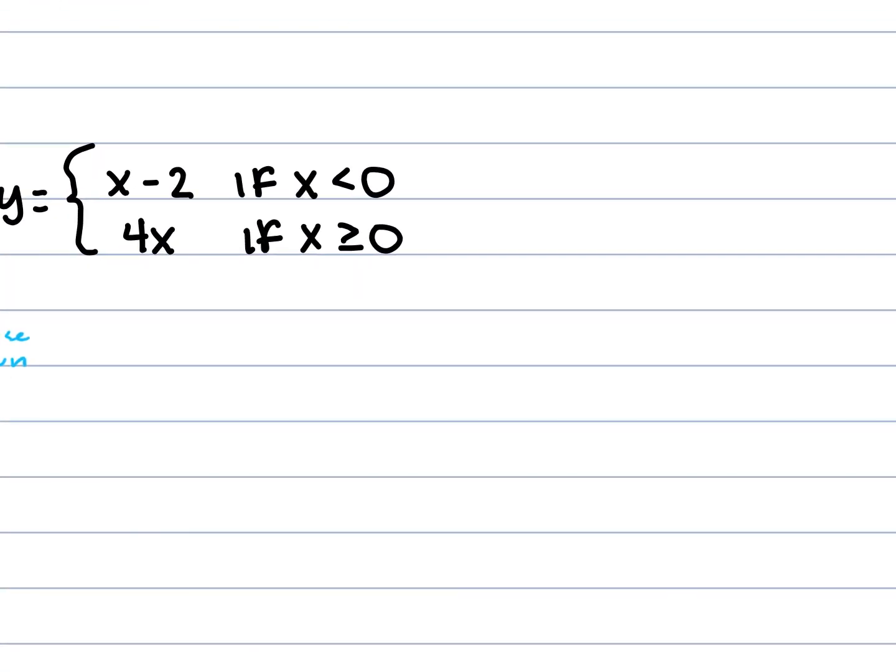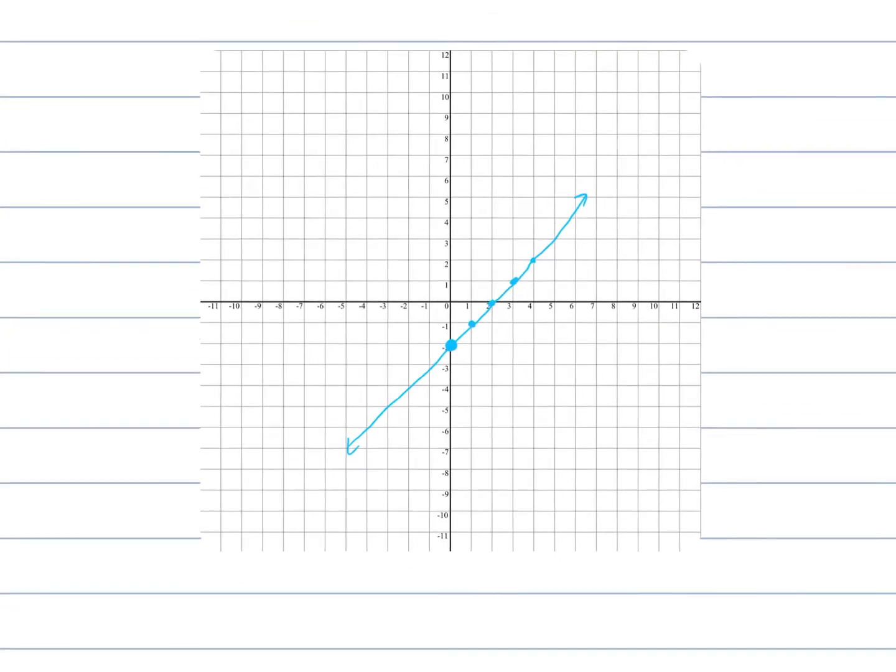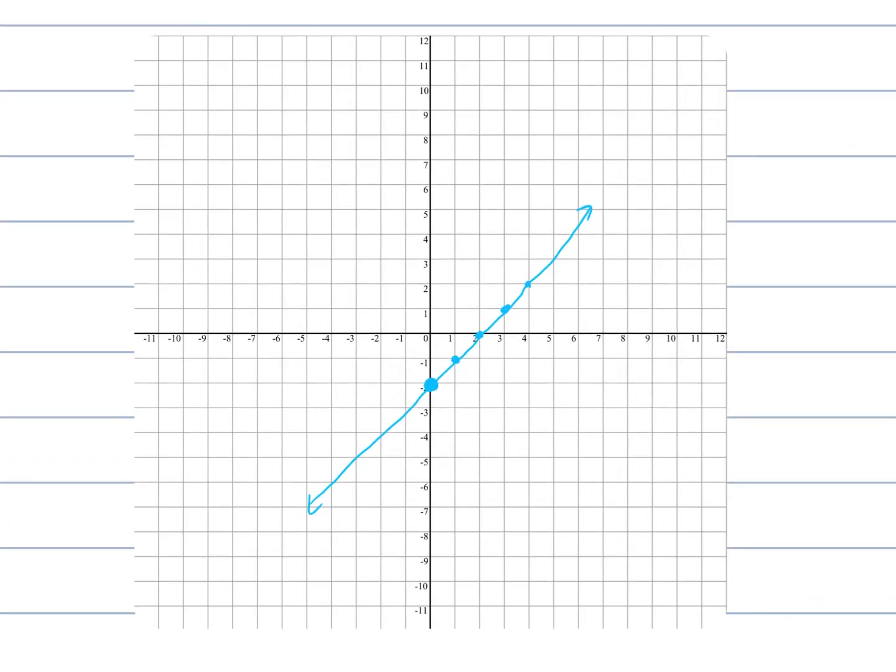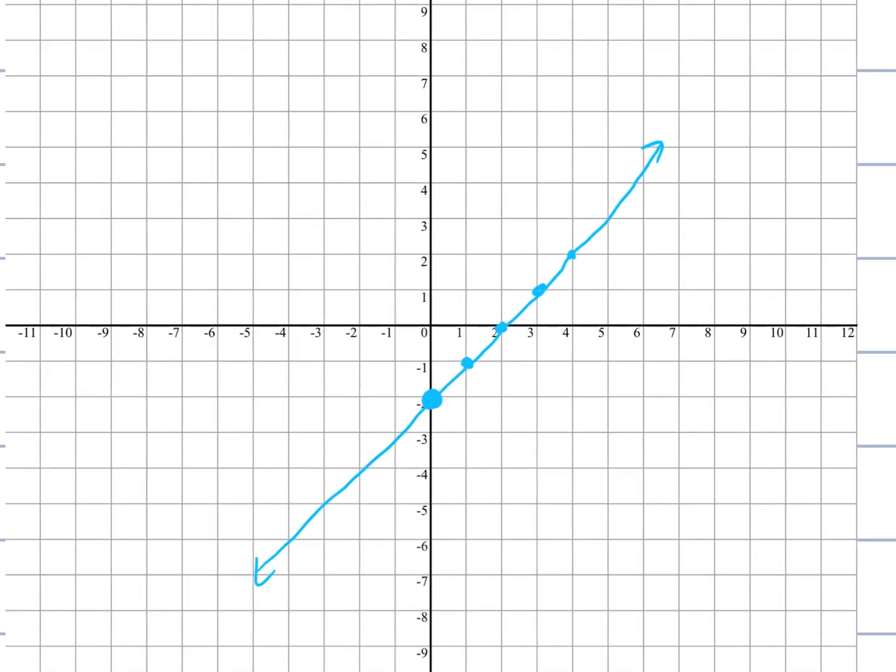So now we only care about when x is what? Less than 0. When x is less than 0. So I'm going to go to my graph. I'm going to put a line down 0. Which side would be less than 0? The left side. So I erase everything else to the right.